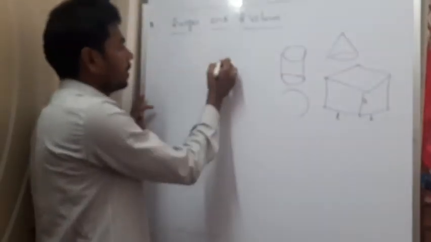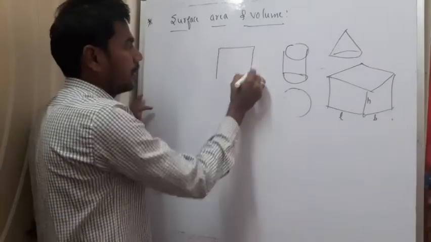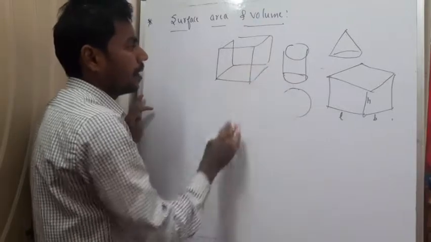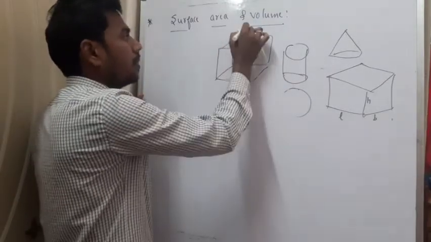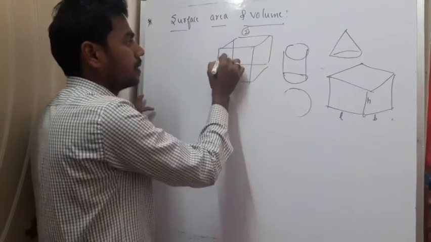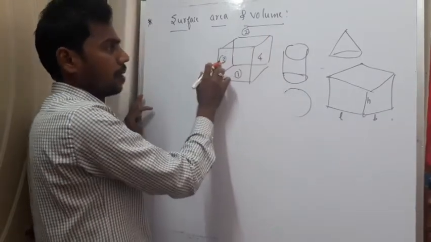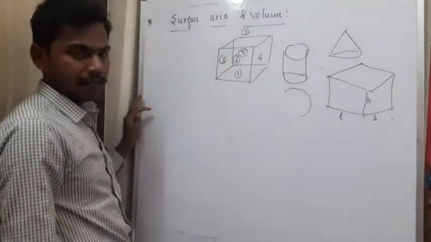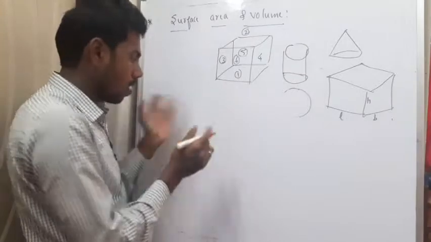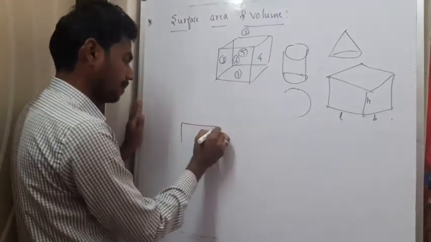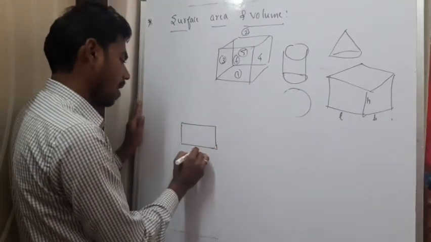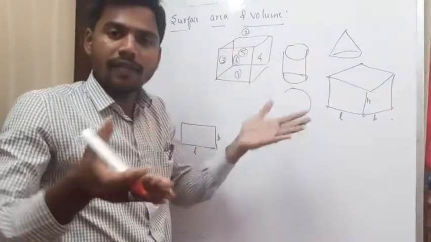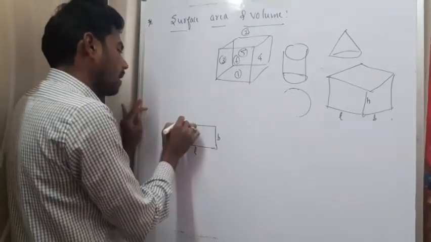See, how many faces will be there? 6 faces will be there. Now 1, 2, 3, 4. Opposite to this is 4, 5, and opposite to this is 6. Total 6 faces will be there. I am going to open that particular box. There will be one base, with a particular length and a particular breadth. On that there will be 4 lateral faces. So I am going to open that up and keep it for you.